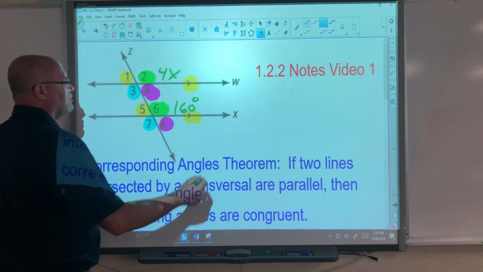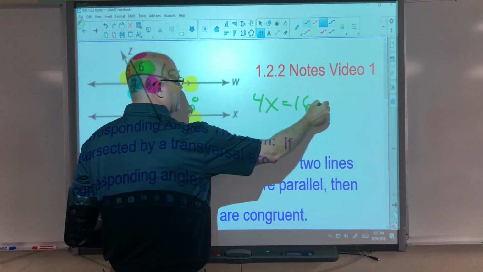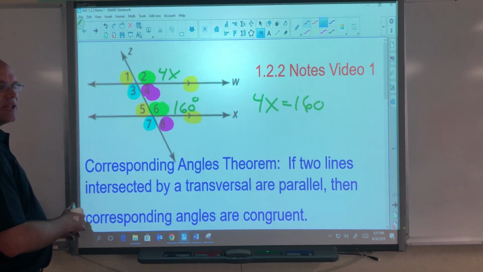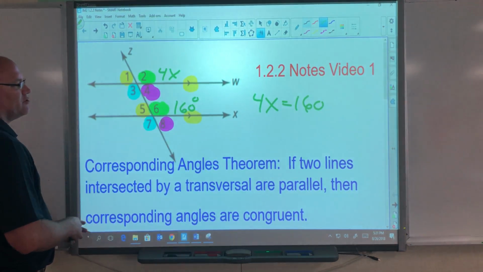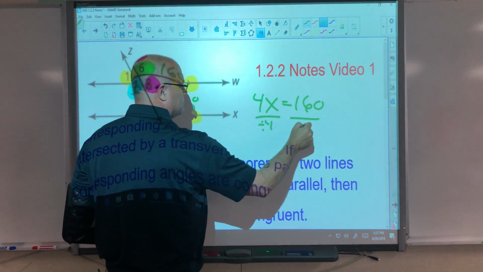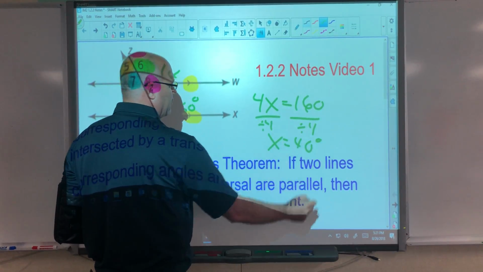And what we do is we simply go, oh, okay, 4x equals 160. Why? Corresponding angles theorem. All right, we know that those measures are equal. We divide both sides by 4, and we get x equals 40 degrees.